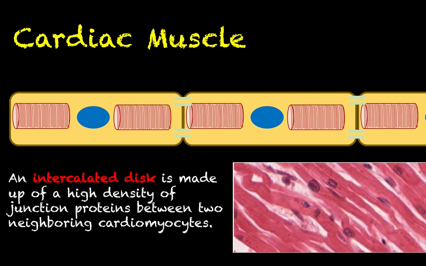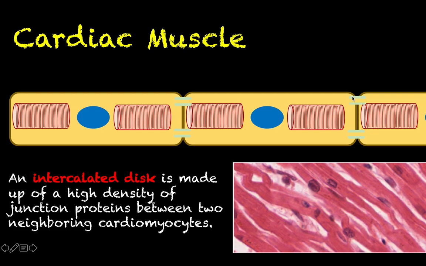So the main thing we want to focus in on here is the intercalated disc. An intercalated disc is made up of a very high density of junction proteins between two neighboring cardiomyocytes. You can see the intercalated discs illustrated here.